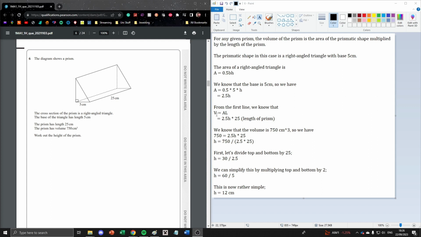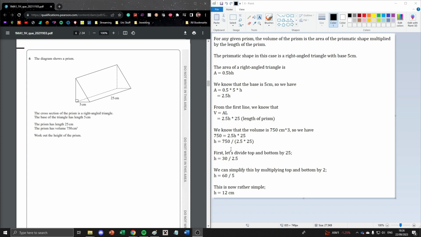And as we said before, we know to get the volume from area times length. So 2.5h times 25, that's the length of the prism. And we know obviously this volume is going to be 750. So 750 equals 2.5h times 25. And so we can rearrange this equation, dividing by 2.5 and 25, to get h is equal to 750 divided by 2.5 times 25.